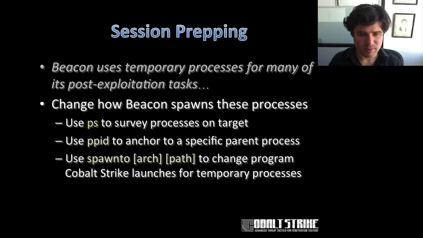What about those temporary processes? Well, you can change what Cobalt Strike uses as a temporary process for its post-exploitation jobs in your Malleable C2 profile, so you can change the default. But you can also change it session by session. And the way you do that is with the spawnto command. Use spawnto x86 and a path to a program, and Beacon will use that for its post-exploitation jobs, the 32-bit ones going forward. Spawnto x64, the same thing for the 64-bit ones.